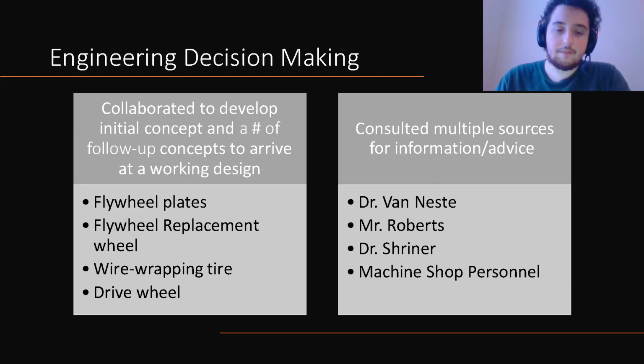And so you can really see how it went from one thing to the next, to the next, to the next, and then finally get to the conclusion after quite a bit of trial and error. And so on the right, we listed the specific sources that we consulted with: Dr. Van Ness, Mr. Roberts, Dr. Schreiner, and machine shop personnel. They all assisted in this decision-making process, and we would like to thank them.